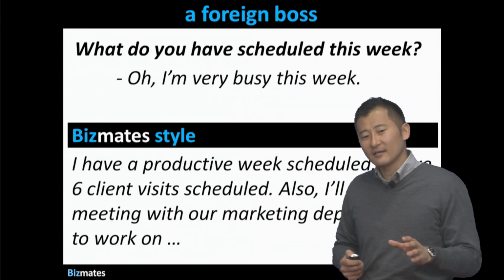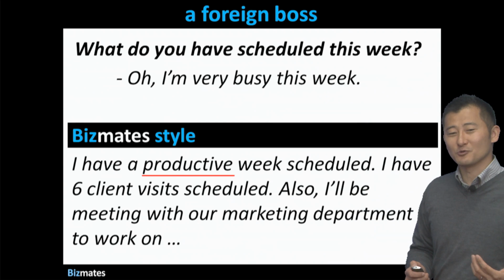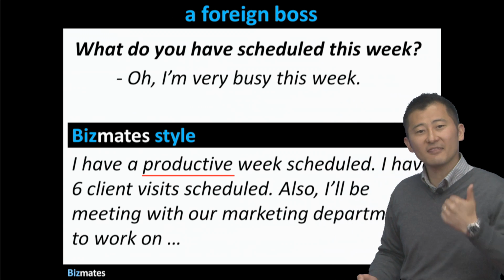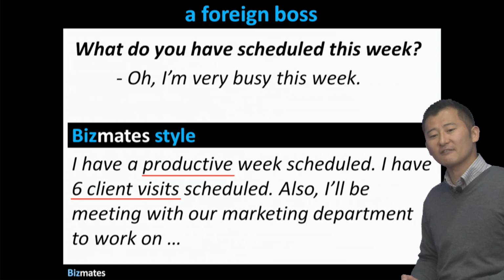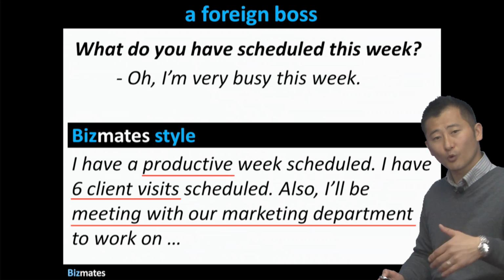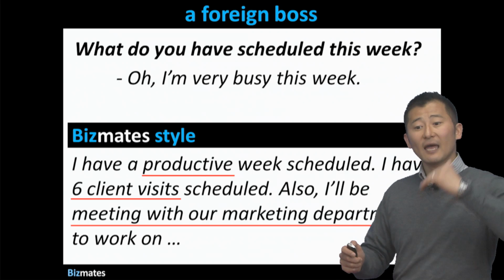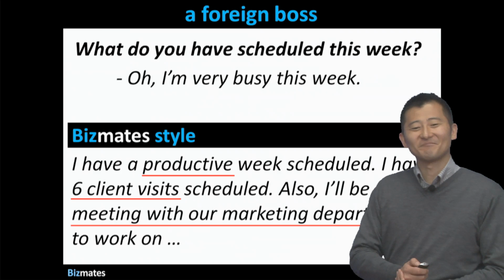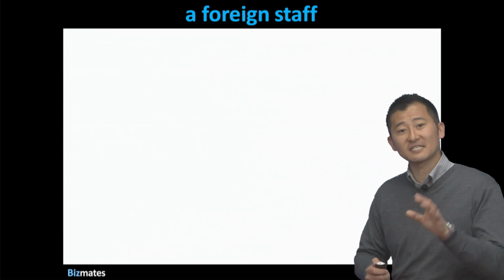So a better way is to say this. Yeah, boss, I have a productive week scheduled. Productive, now there's a good word. It means you're efficient, you're getting many things done. Yeah. I have a productive week scheduled. I have 6 client visits scheduled, and also I'll be meeting with our marketing department to work on Okay, so tell him that you've got a productive week and some details of your schedule. Simple.